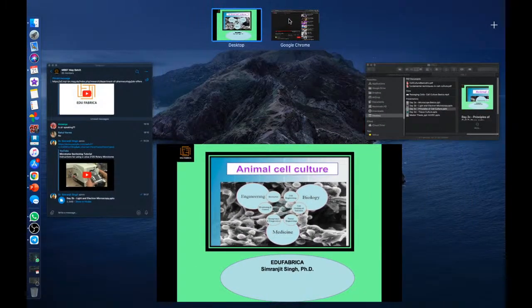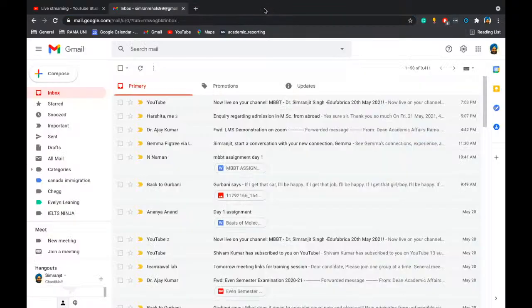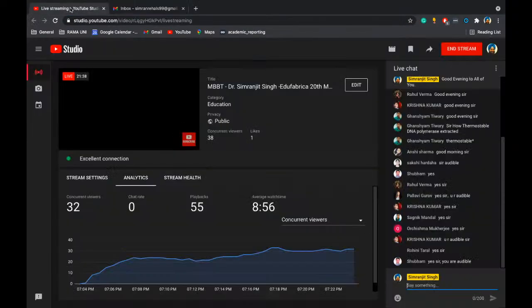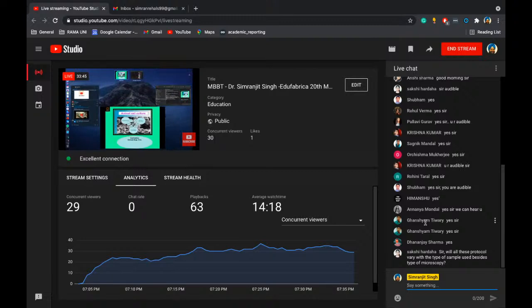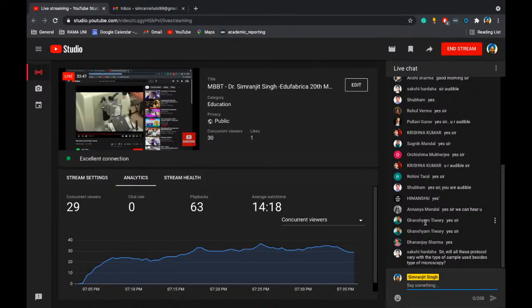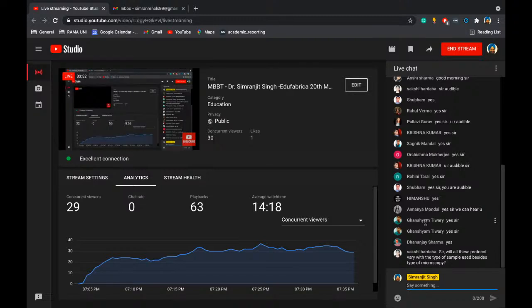Anyone has any questions? Sir, will all these protocols vary with the type of sample used besides the type of microscopy?